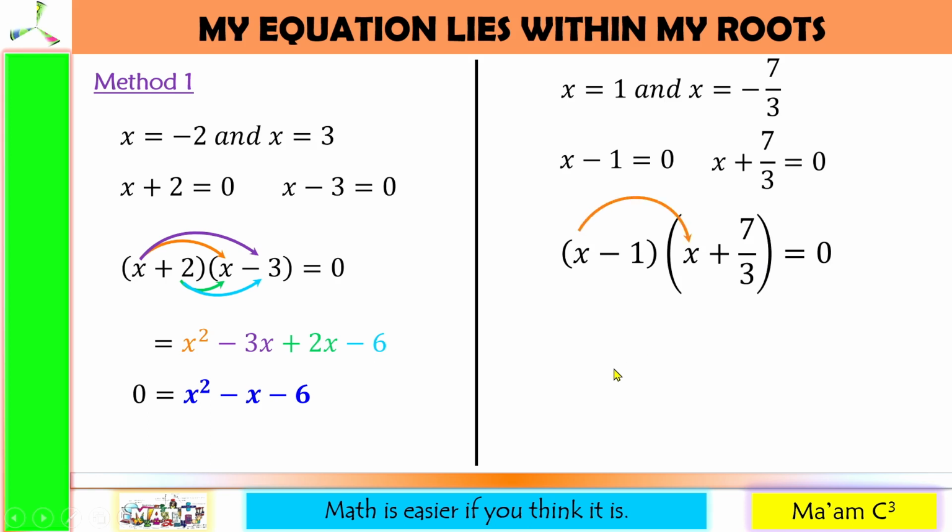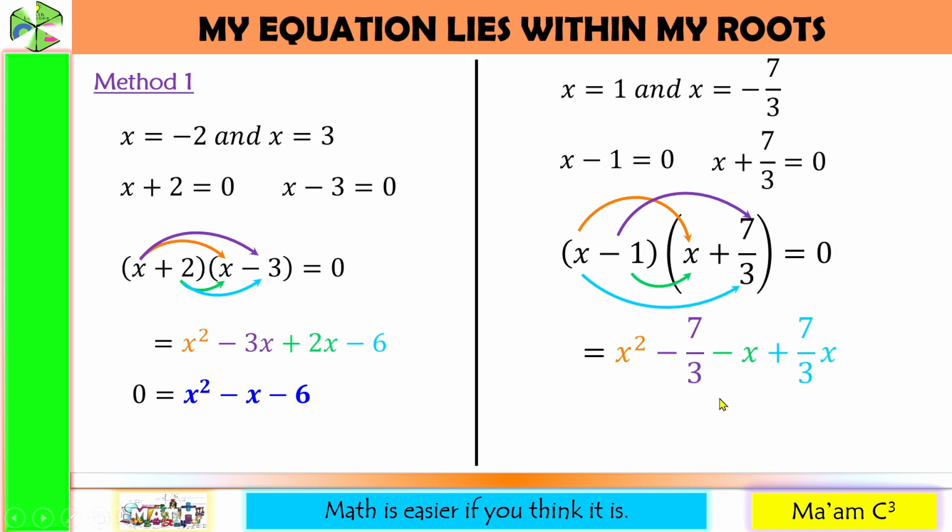X times x is x squared. Negative 1 times 7 over 3 is negative 7 over 3. Negative 1 times x is negative x. X times 7 over 3 is 7 over 3x. To eradicate this 3 here, I'm going to multiply everything by 3. 3 times x squared is 3x squared. 3 times negative 7 over 3, the 3 here will simply cancel out. So I have negative 7.